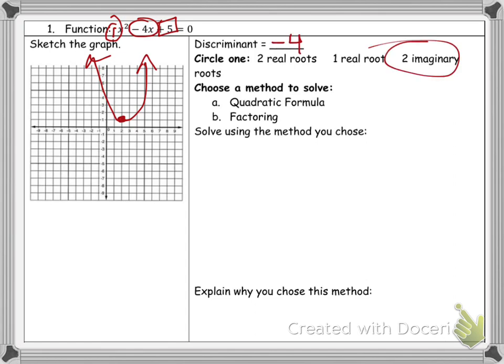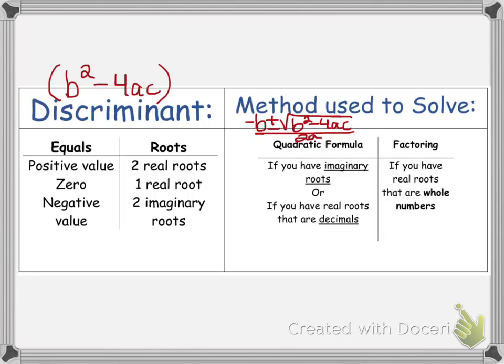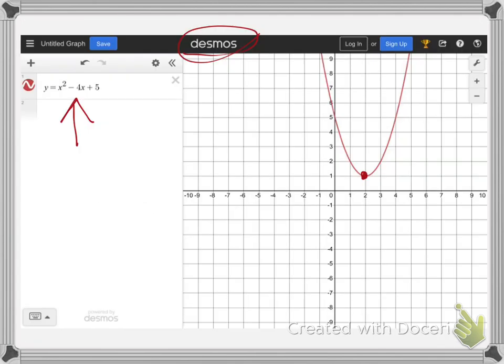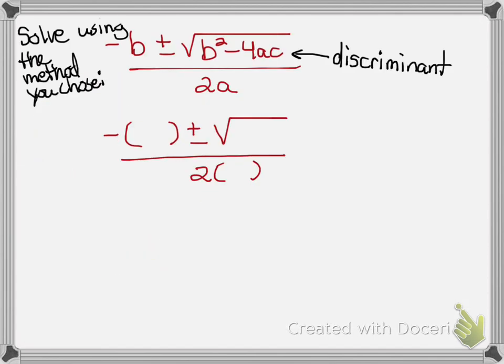Now, which method should I use to solve? Looking back at our notes, if you ever have imaginary roots, you're going to use the quadratic formula. Now, let's actually use the quadratic formula to solve and find our roots. Just a reminder, the quadratic formula is negative b plus or minus the square root of b squared minus 4ac, all over 2a. Remember the chair I taught you in class? Under that square root is your discriminant. We already found it. It was negative 4.